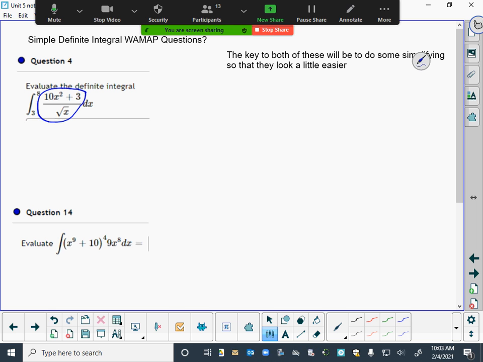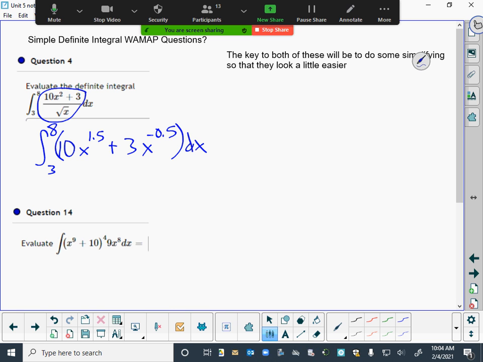But what I can do is I recognize that both of those pieces are divided by an x to the 1/2. So I could rewrite this problem as a definite integral from 3 to 8 of 10x to the 1.5 power plus 3x to the negative 0.5 power.